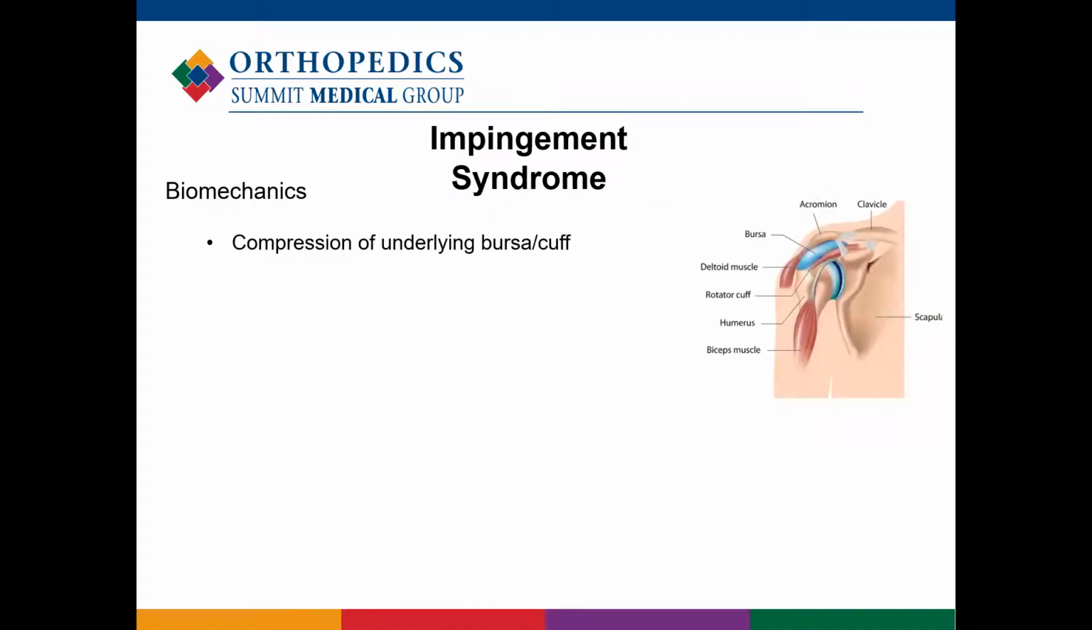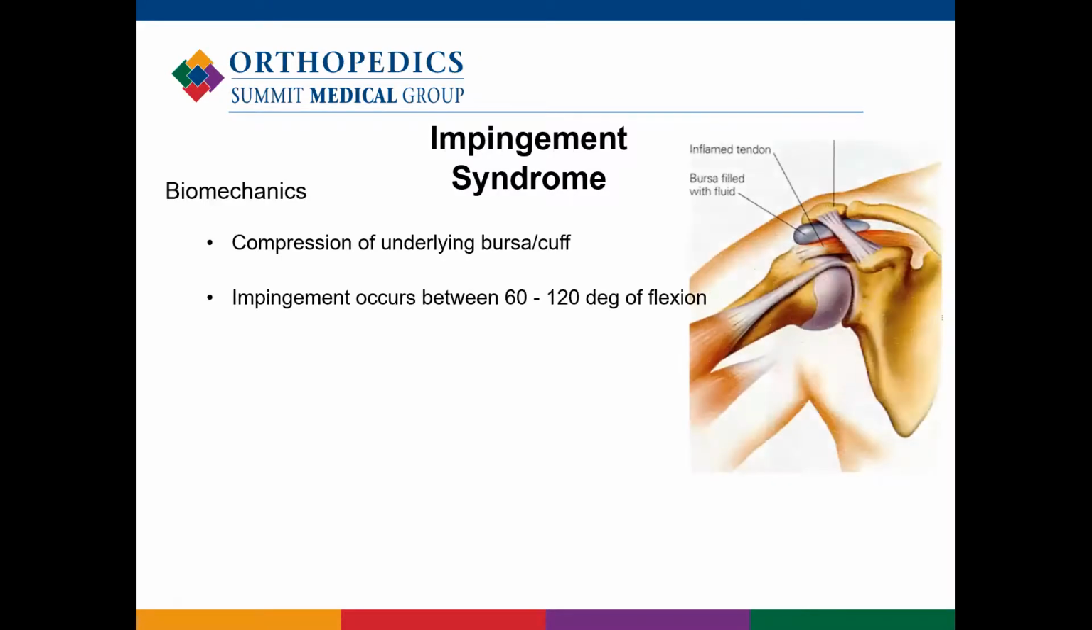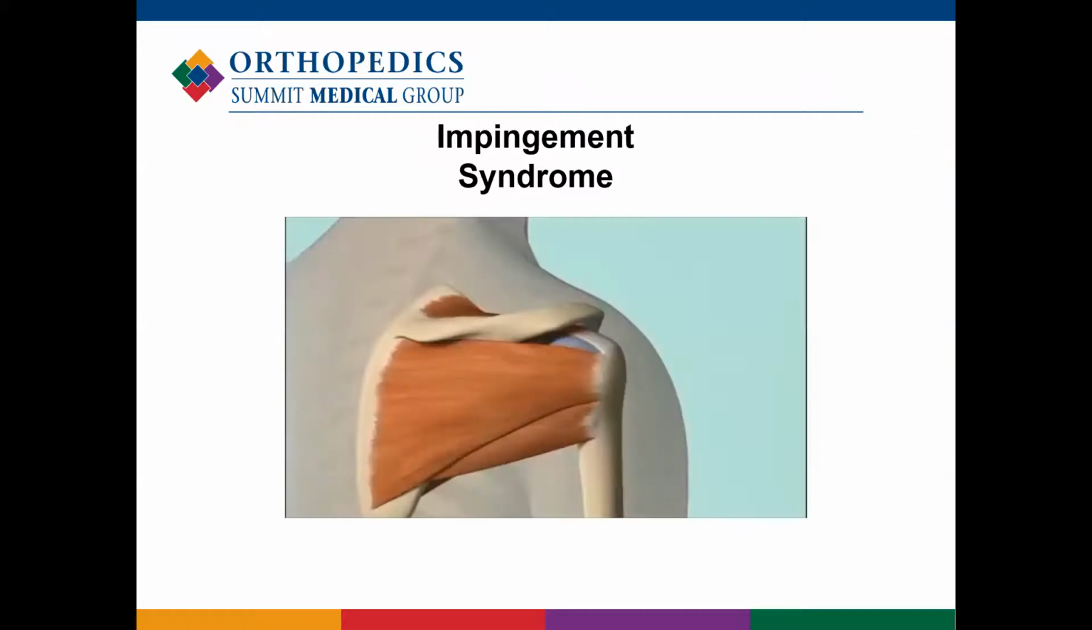When it comes to impingement syndrome, the biomechanics, again, as I highlighted, is an impingement or a compression of the bursa and the rotator cuff as the arm is brought overhead, typically as the arm is brought above the horizon, greater than 90 degrees, because that causes the greatest amount of pinching of those structures.